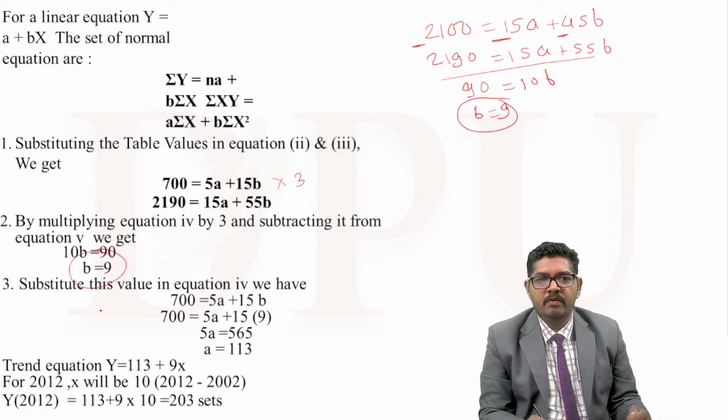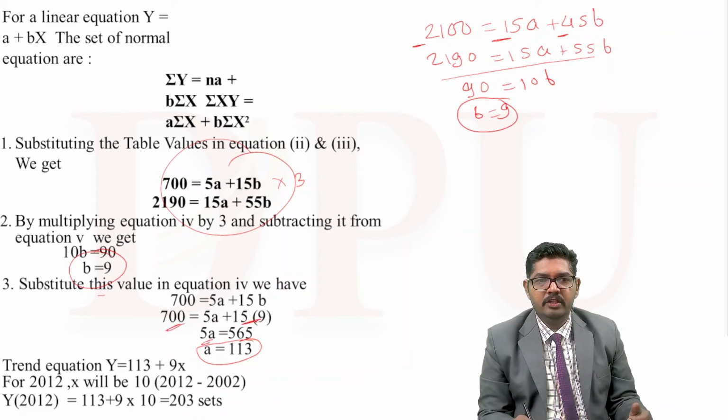We got the value of b, and by putting the value of b in any of these equations, we can get the value of a. So putting b in this particular equation, 700 is equal to 5a plus 15 multiplied by 9. 15 multiplied by 9 is equal to 135, right? So 5a is equal to 700 minus 135, which is 565. So 5a is equal to 565, a is equal to 113.